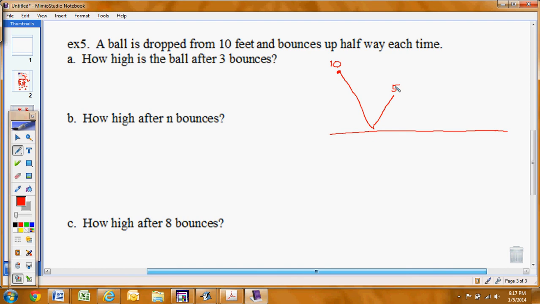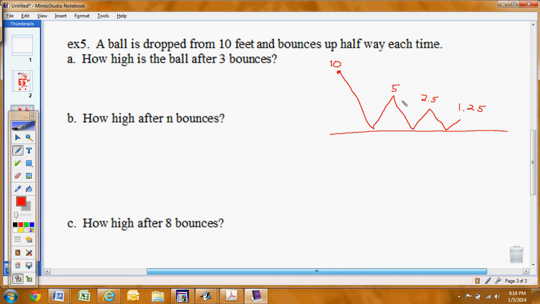Now, every time it bounces up halfway, this magical bouncy ball, so it hits again, and now it comes up halfway to 2.5 feet. And then it bounces and comes up halfway to 1.25. So we just start generating this. We're like, oh, look at this. This is a sequence. There's a pattern here. It's always coming up half as much.